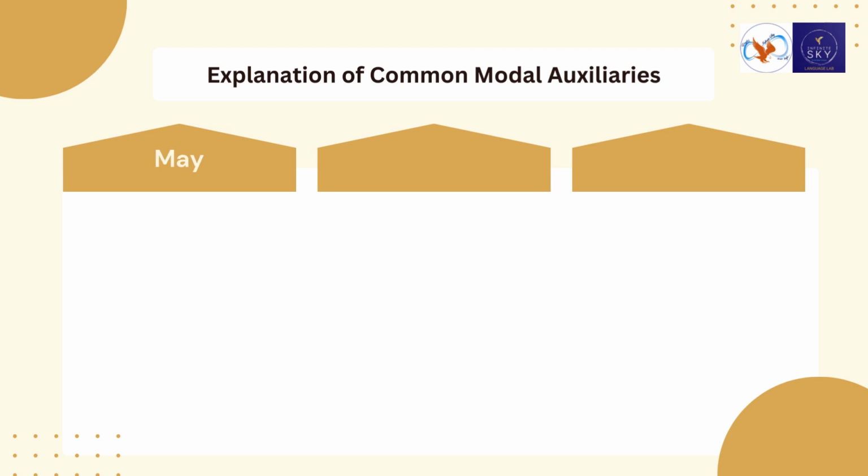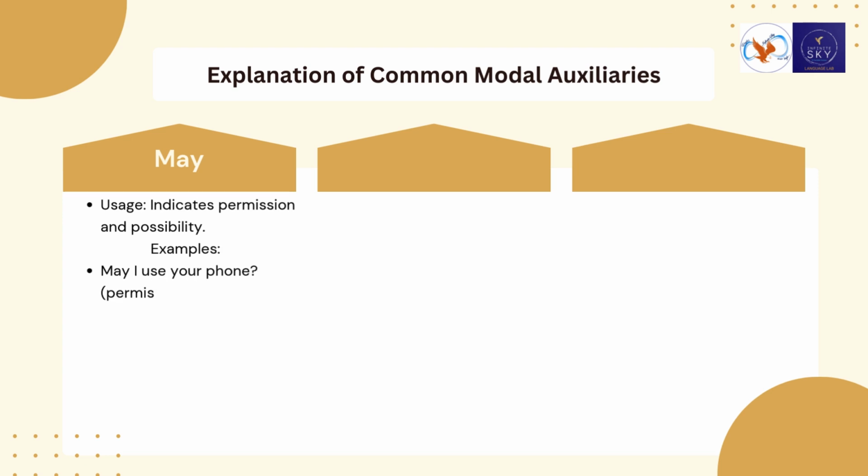Moving further, we have may. May is often used to ask for permission or to talk about something that might happen. For instance, may I use your phone? Shows permission. She may arrive later today. Expresses possibility. Next up is might.